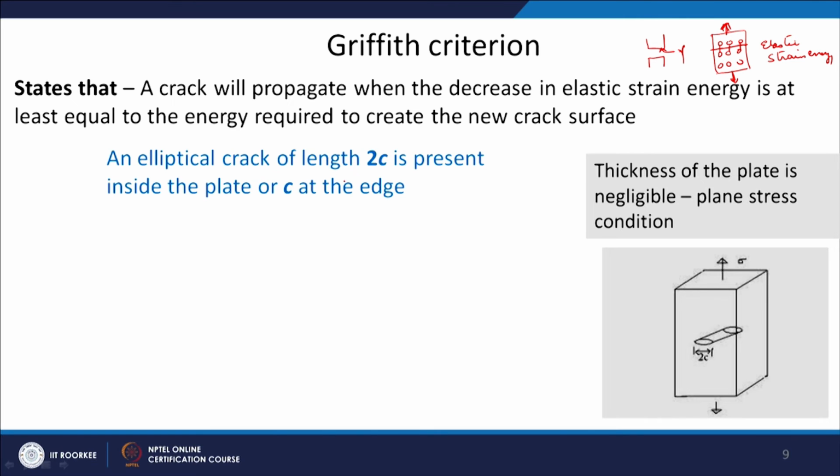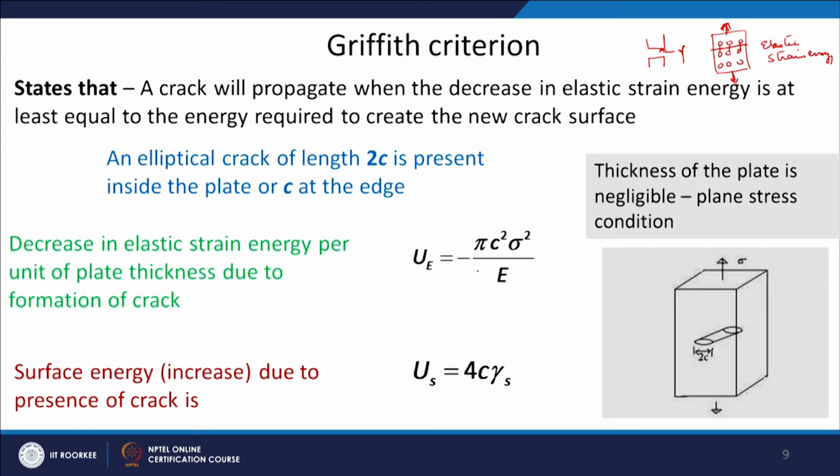So, suppose a crack of length 2c is present inside the plate, or c at the edge, and we are taking the thickness of the plate as negligible. So, it is a plane stress condition. For that, the decrease in elastic energy per unit of plate thickness due to formation of the crack is given by a relationship like this: UE = pi c square sigma square by E. And the surface energy increase due to the presence of the crack, because of two new surfaces, will be equal to 4 c into gamma s.